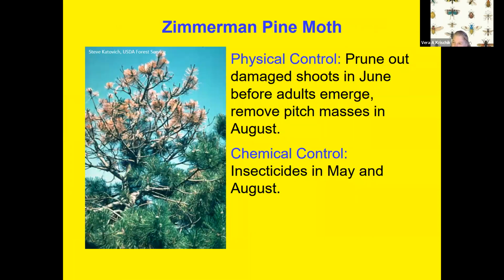So we're back to our Zimmerman pine moth. Prune out damaged shoots in June before adults emerge. Remove pitch masses. See that pitch mass there? That's where the larvae are feeding. And the nutrients and water can't move, so they broil out to the surface and dry in the sun. Insecticides on the bark in May and August. That's your only management you can do. You can try things like scraping away to expose the galleries and putting in there something like nematodes. You can try that.